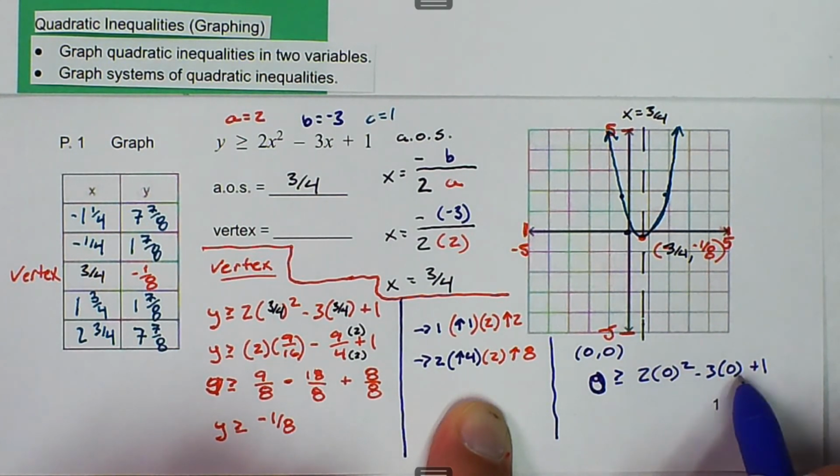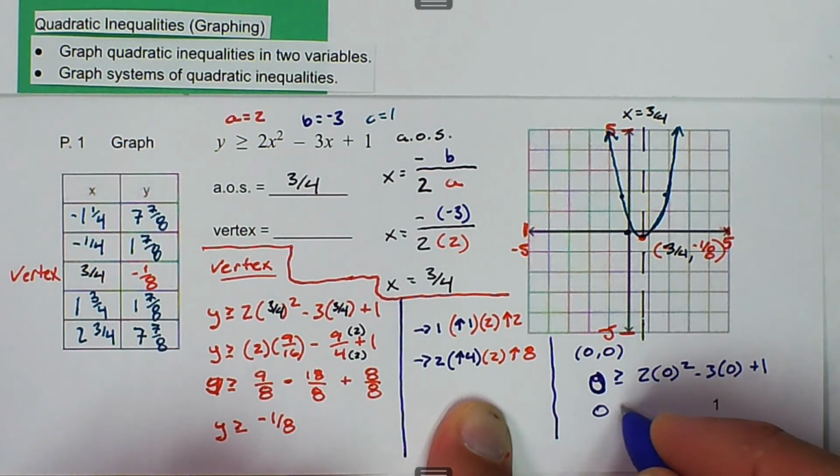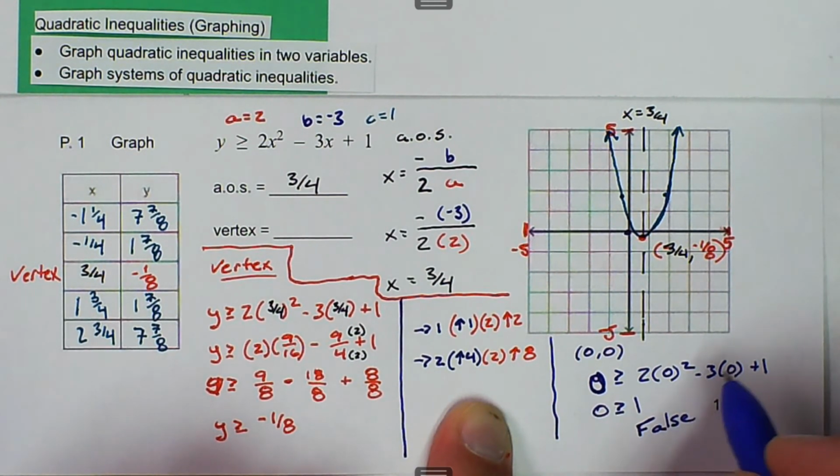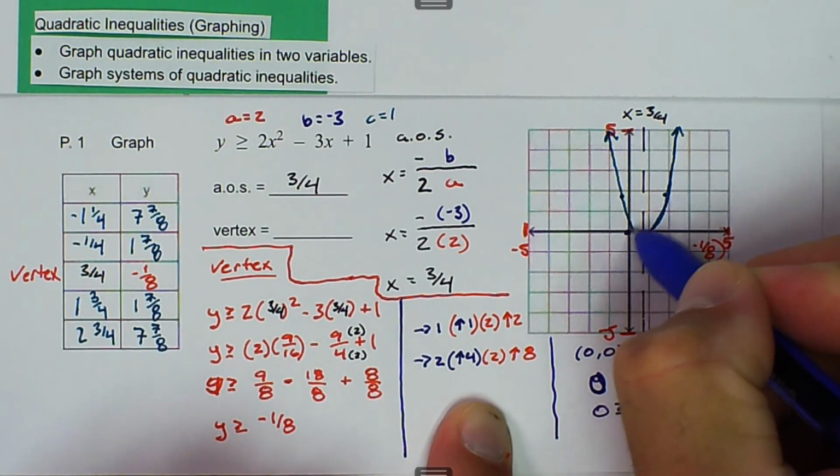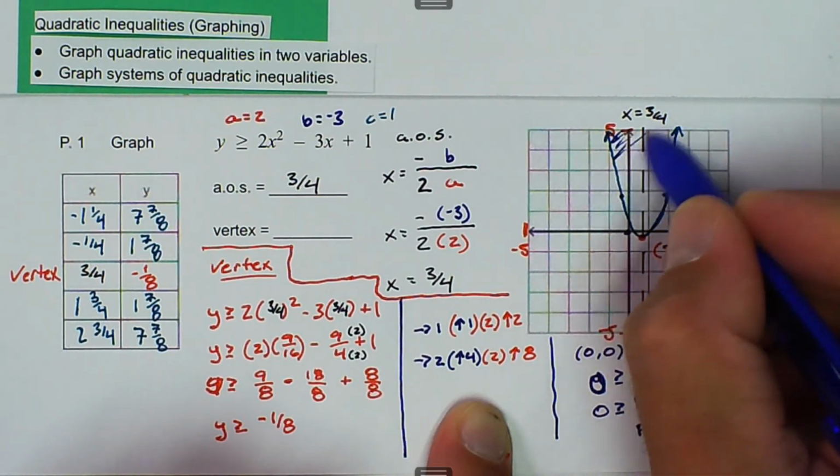So 0 is greater than or equal to 1? Is 0 greater than or equal to 1? In this case, it's false. So that doesn't work, and so we should shade the other side.